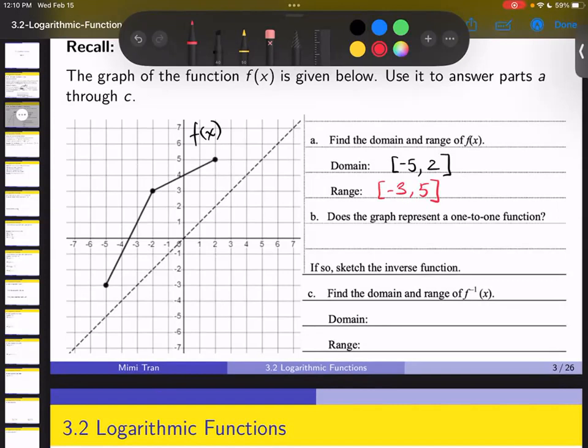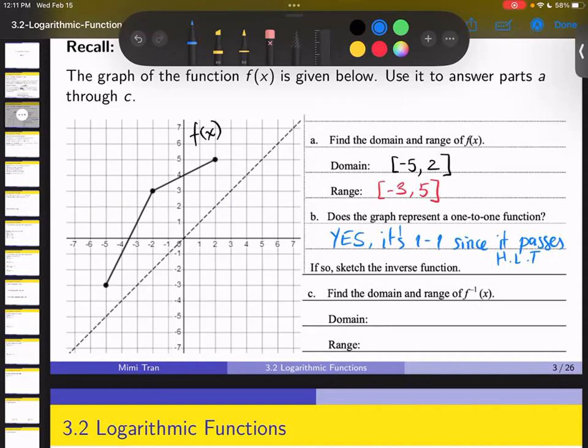Does the graph represent a one-to-one function? How do I check? Remember I said about the horizontal line test. So you just draw an arbitrary line like that, and it appears to cross the graph only once. So yes, it is a one-to-one function. This passes the horizontal line test, HLT. If it's one-to-one, then it has the inverse.